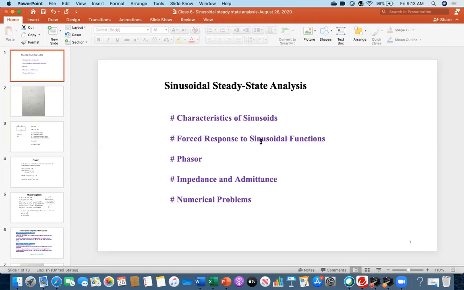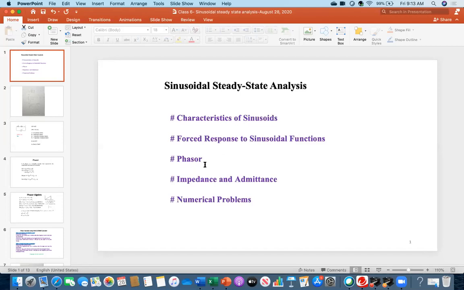So a couple of things. First, we will be looking at the characteristics of sinusoids. Those AC signals look like a sine wave or cosine wave, and those sine and cosine waves are called sinusoids. We will be looking at their characteristics. The second bullet is forced response to sinusoidal functions. This means if we apply an AC waveform or AC signal to the circuit, what is the forced response? Forced response means steady state response, not the transient.